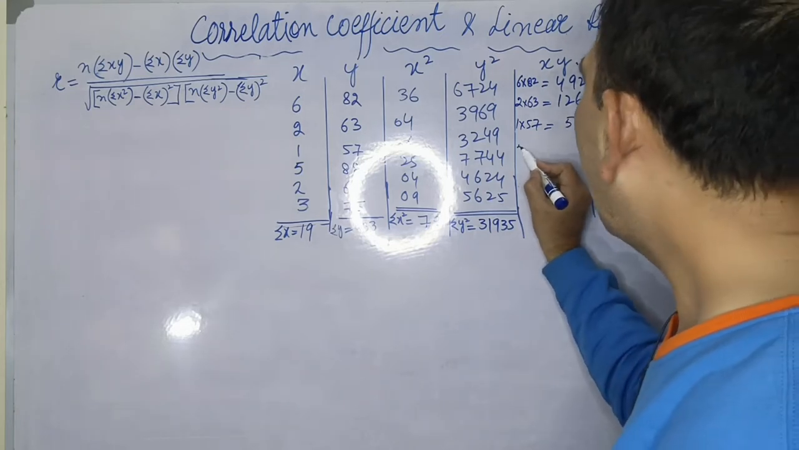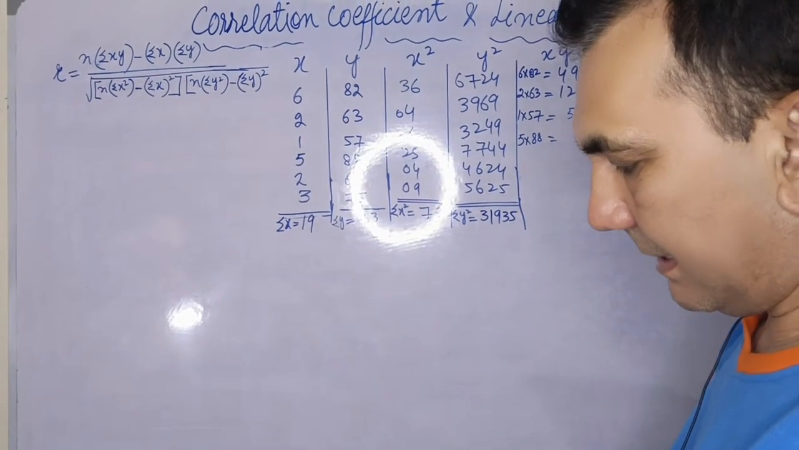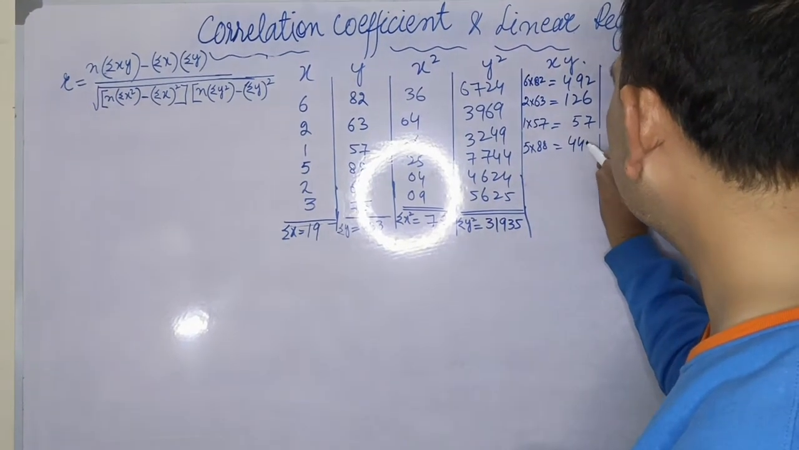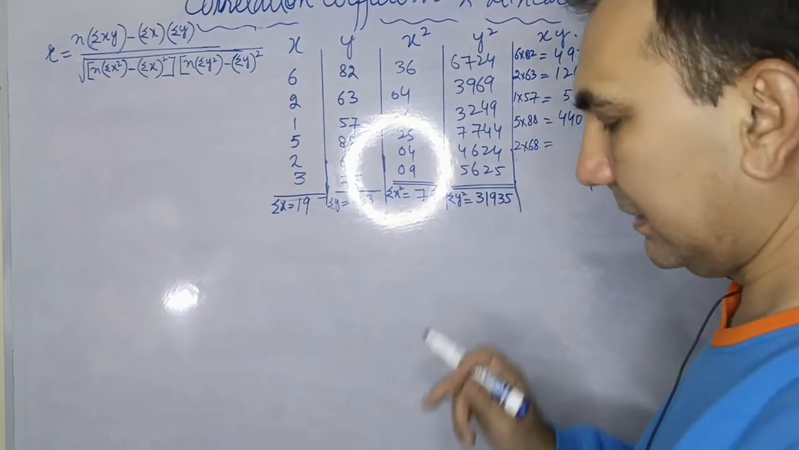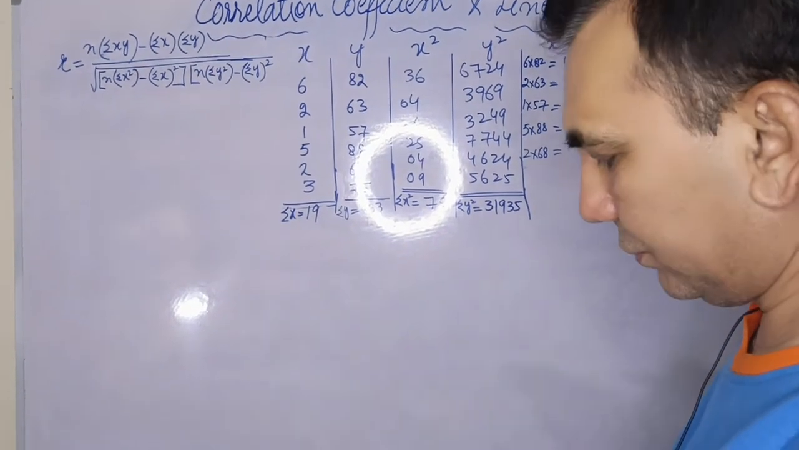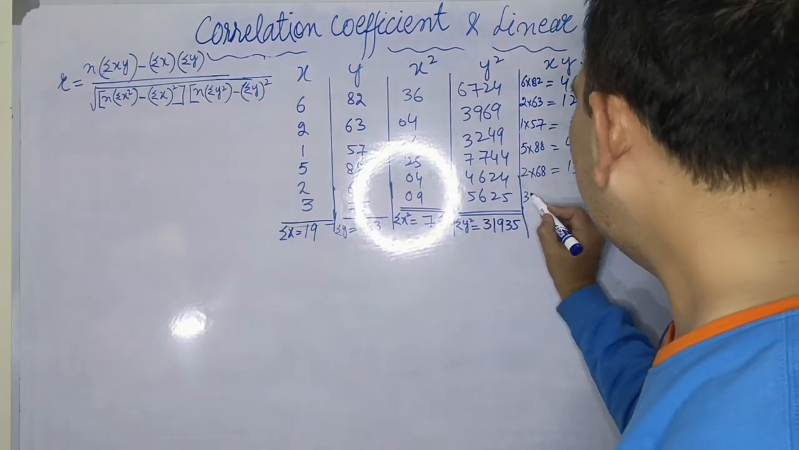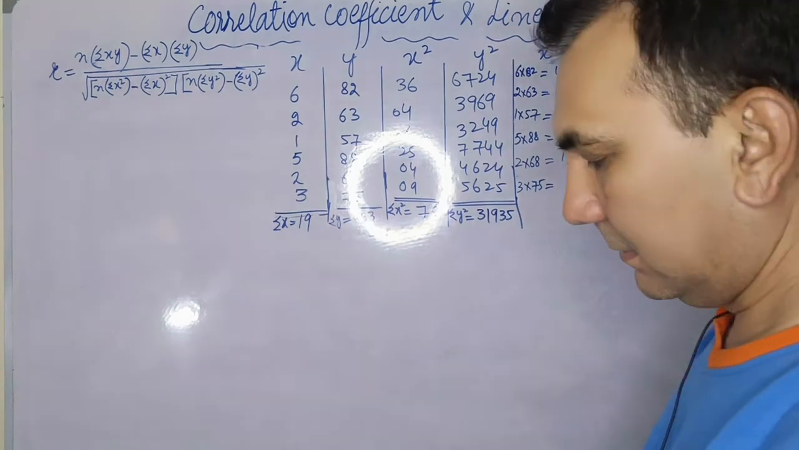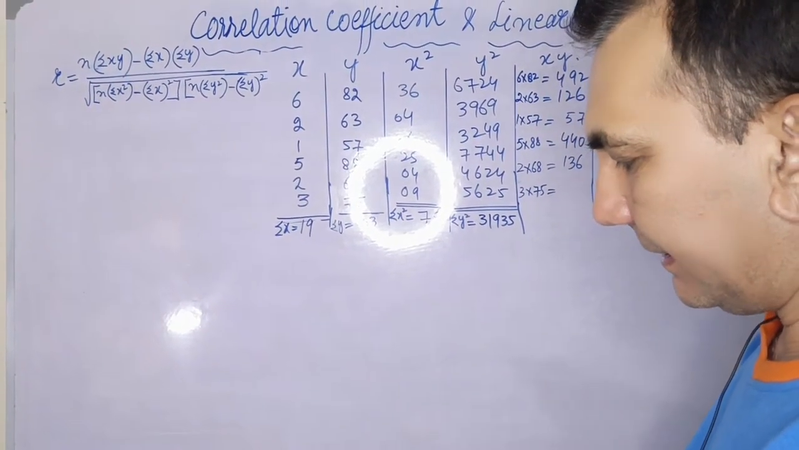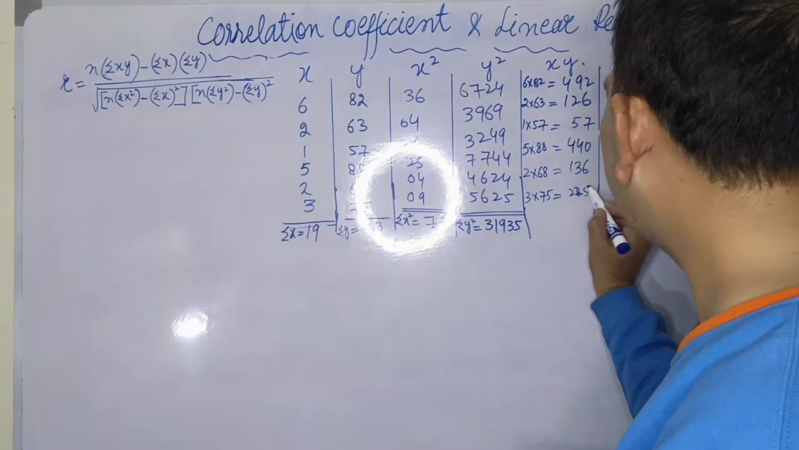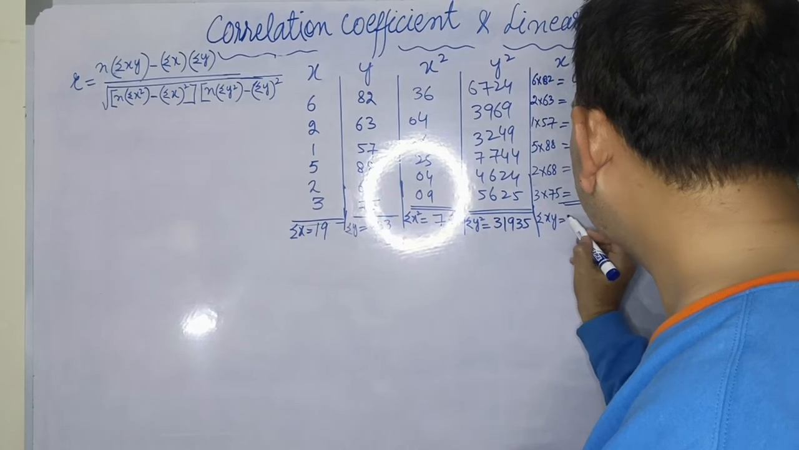And 5 multiplied by 88 comes up with 440. Then 68 multiplied by 2 comes up with 136, and 75 multiplied by 3 is 225. Now what we will do, we sum up the xy.